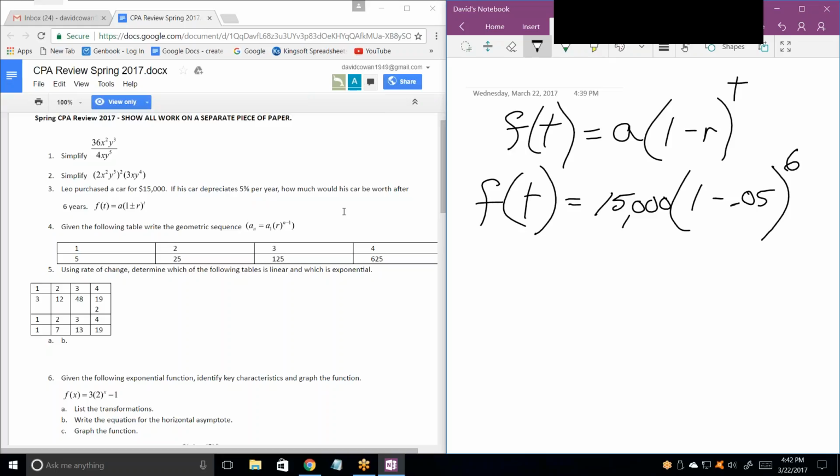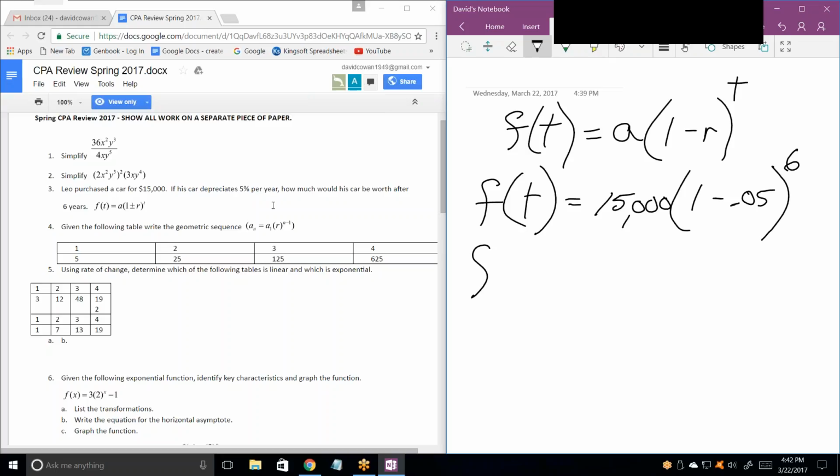Now, t is not always in years. Sometimes t is in months, sometimes t is in days. T is always in the same unit that the R is in. They told us R was 5% per year. That means t is in years. If it's bacteria growing 5% per day, then t is in days. But the units on t are always the same as the units on the rate.